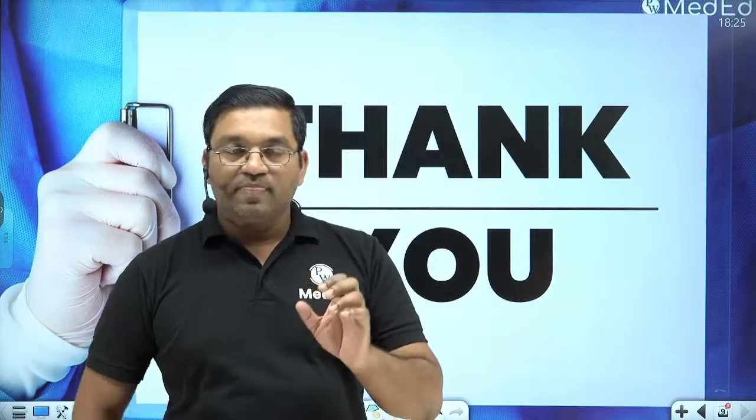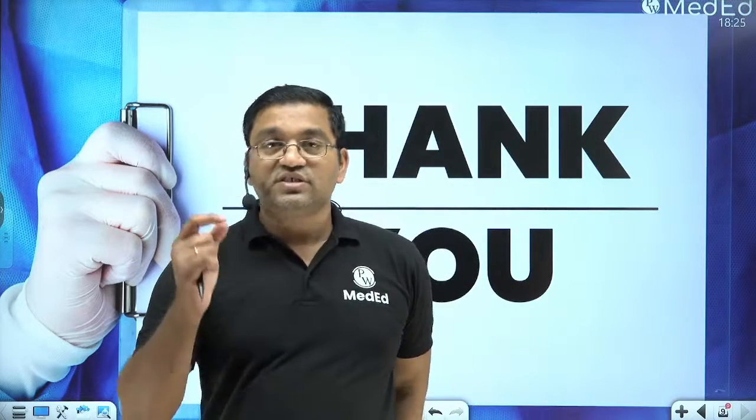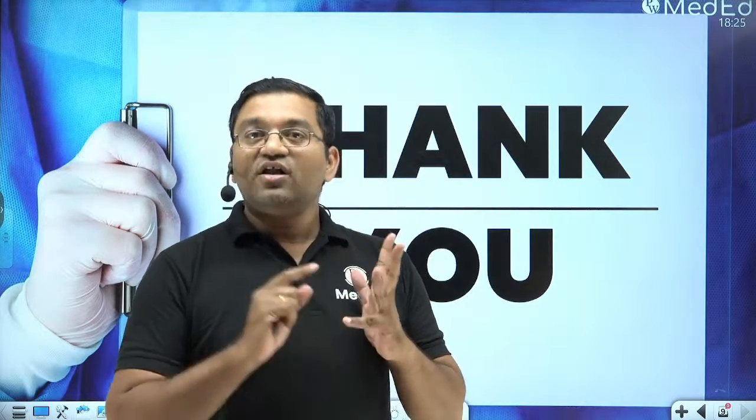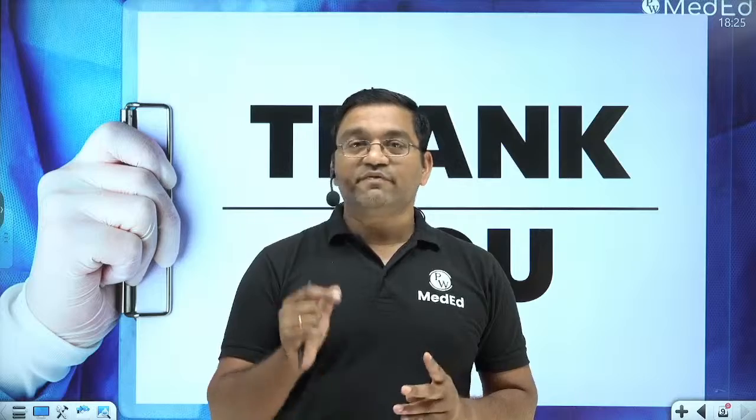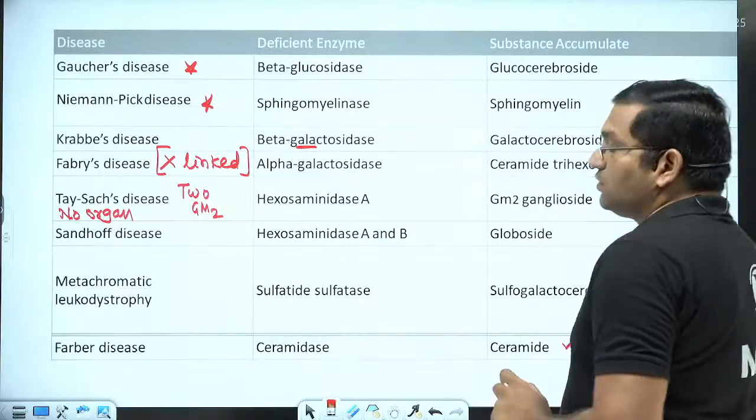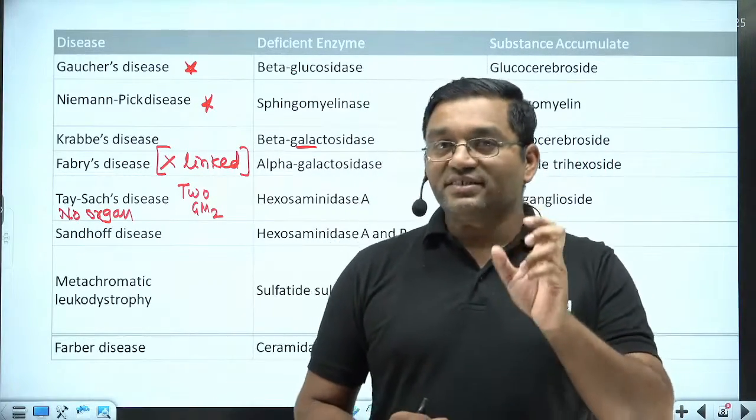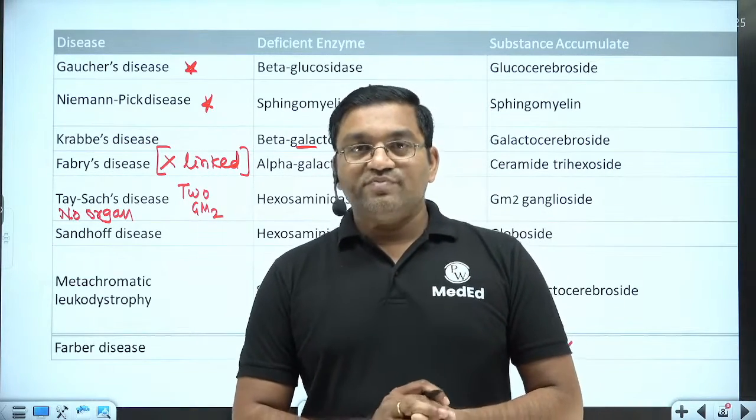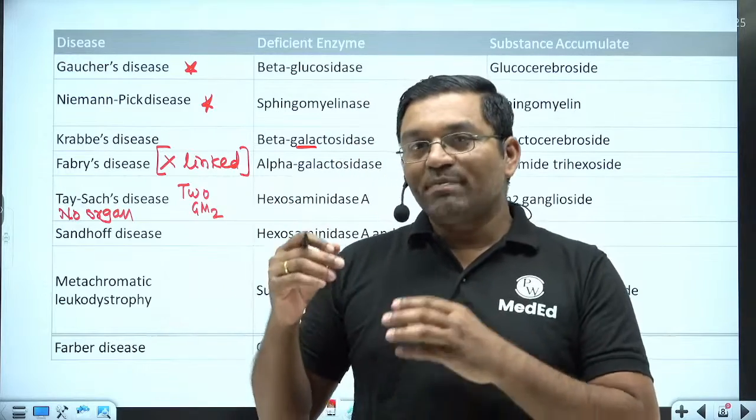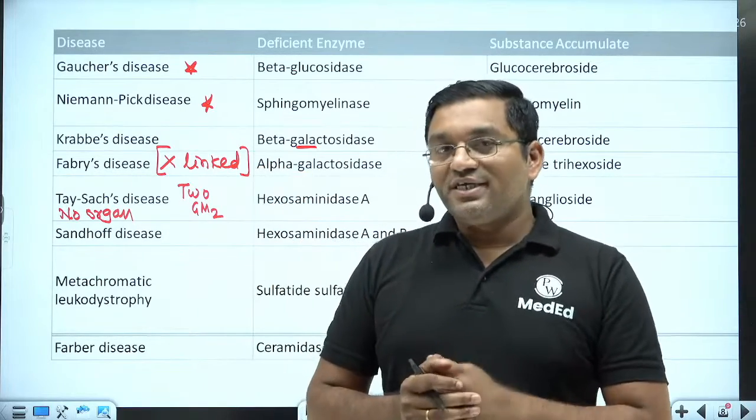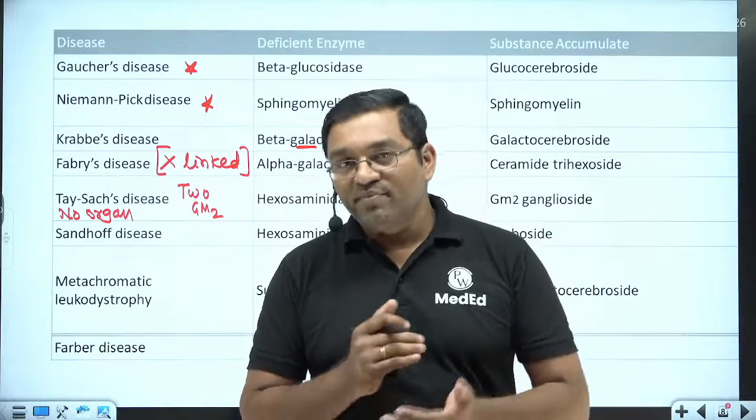So just wait, we'll revise the important points. The first important point is Gaucher's disease is the most important lysosomal storage disorder. Okay, all are autosomal recessive except Fabry's disease, which is an X-linked disorder. In lysosomal storage disorder, there is cherry red spot on the macula, but there is no cherry red spot in Krabbe's, Gaucher's, and Fabry's disease.